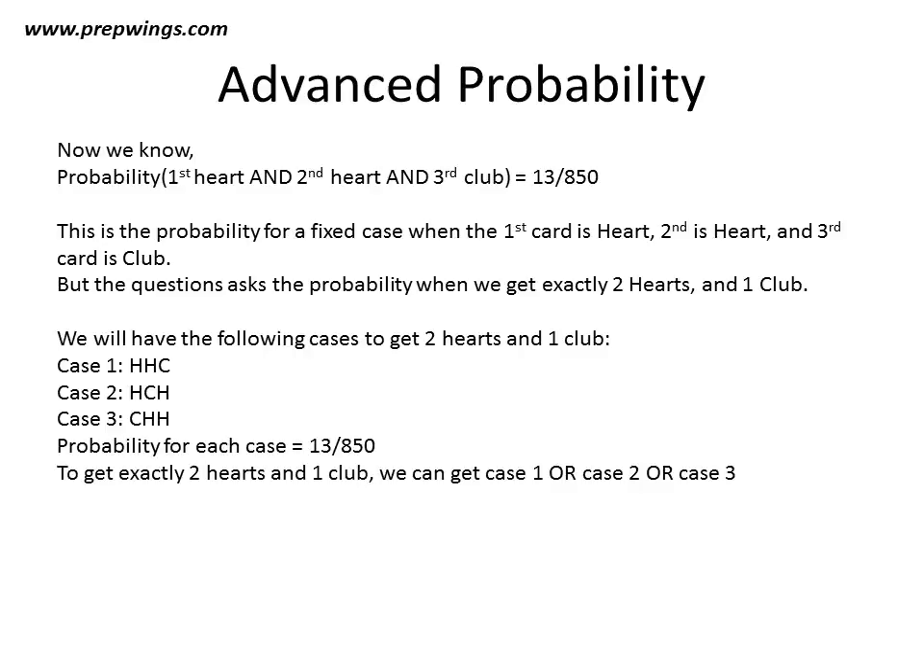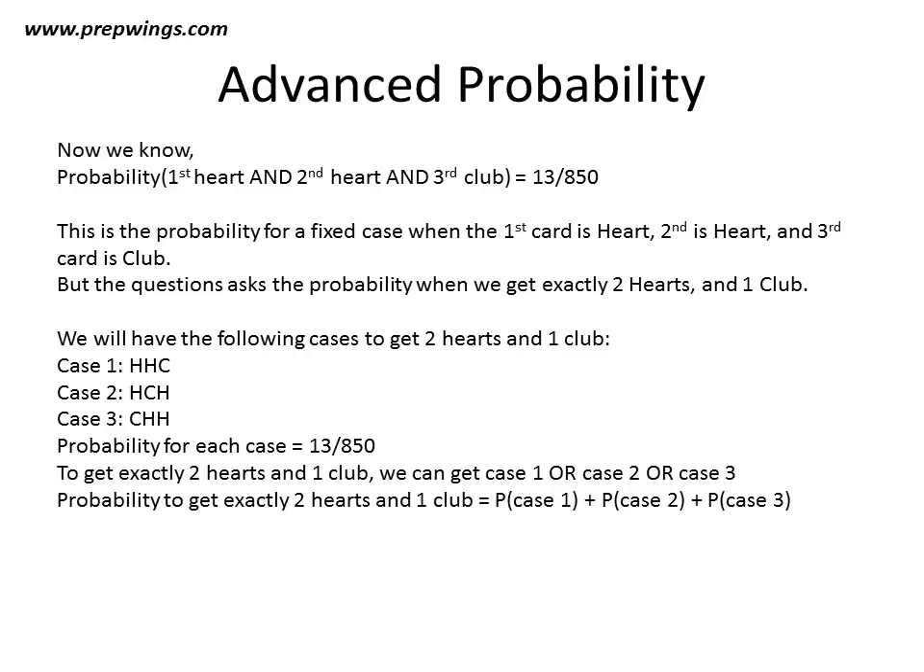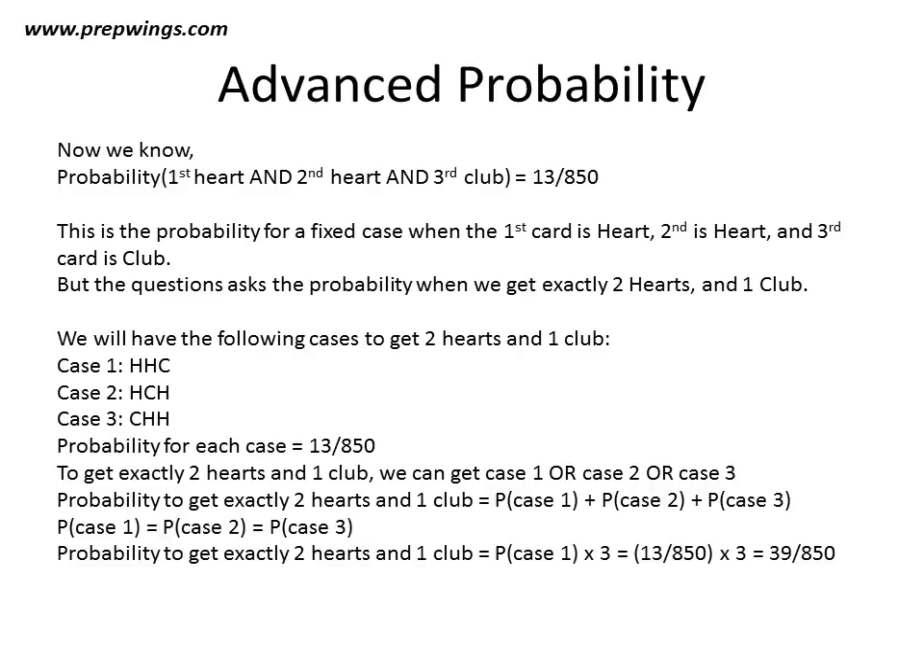So now to get exactly 2 hearts and 1 club, we can get either case 1 or case 2 or case 3, and these cases are mutually exclusive. So the probability to get exactly 2 hearts and 1 club will be equal to probability of case 1 plus probability of case 2 plus probability of case 3. Now we know probability of case 1 equals probability of case 2 equals probability of case 3, which in this case is 13 upon 850. So the probability to get exactly 2 hearts and 1 club will be equal to probability of case 1 multiplied by 3, which is 13 by 850 into 3, which equals 39 upon 850. Thus the probability to get exactly 2 hearts and 1 club will be 39 upon 850 here.